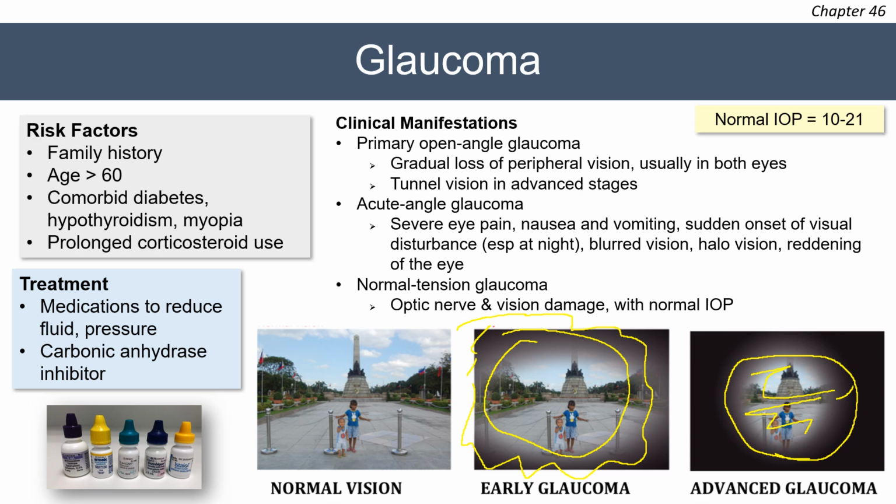Then we have acute angle closure glaucoma. With this one, it means that those little ducts that are draining the fluid are completely shut. So that fluid is building up in the eye. This is going to be abrupt, severe eye pain. The patient can have nausea, vomiting, visual disturbances, especially at night with glares, blurred vision, and reddening of the eye. Okay, so those are the two that you should remember.